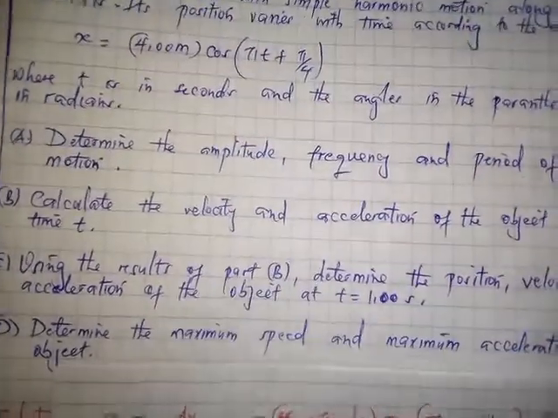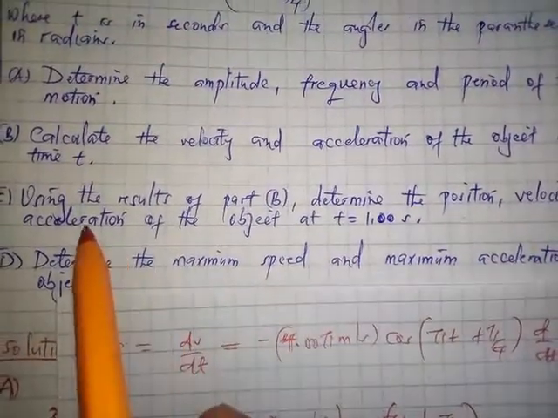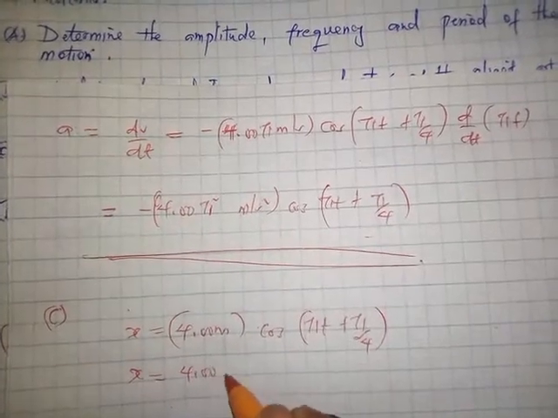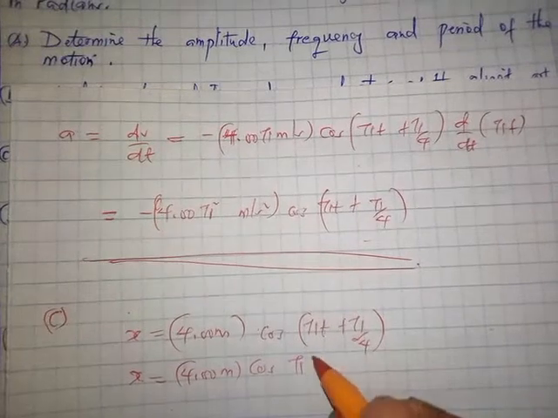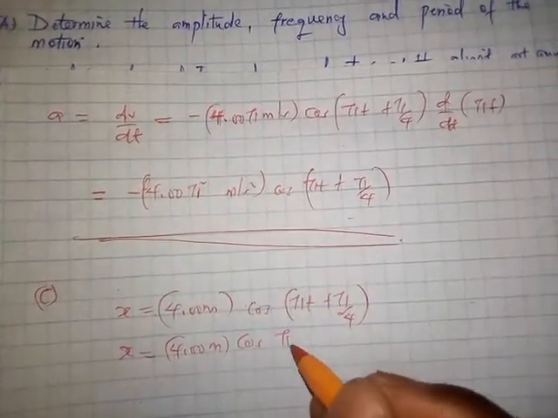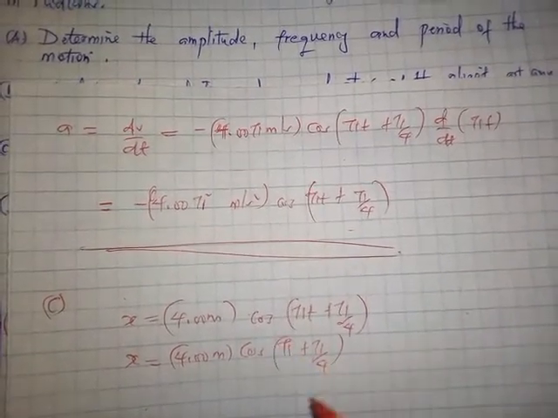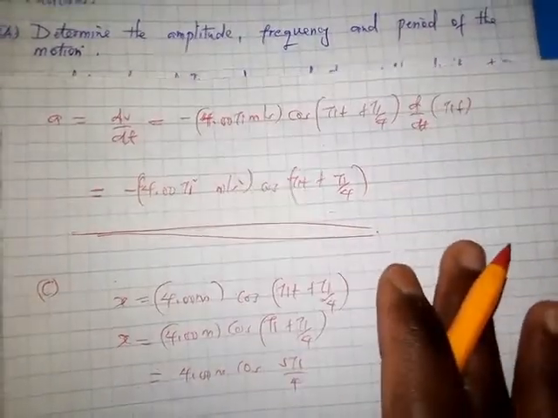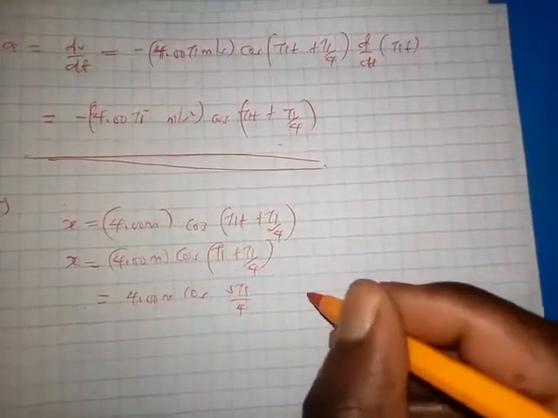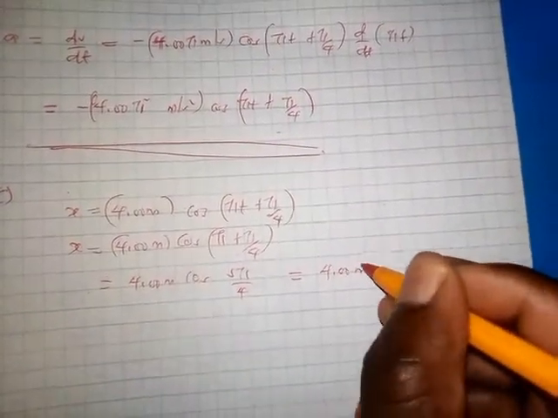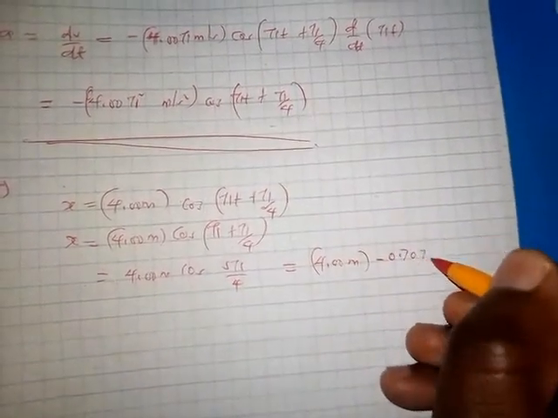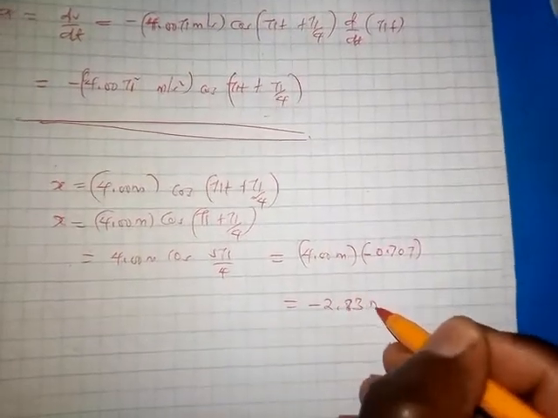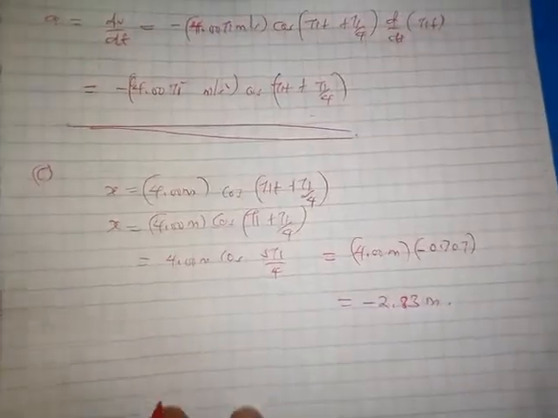Since the question is asking us to determine the position, velocity and acceleration of the object at t equals 1.00 seconds, x will be 4.00 meters cos(pi plus pi over 4), remember t is now 1, so it remains pi. So x is equal to 4.00 meters cos(5 pi over 4), which gives us 4.00 meters times negative 0.707, which is the same as negative 2.833 meters. That's for position.